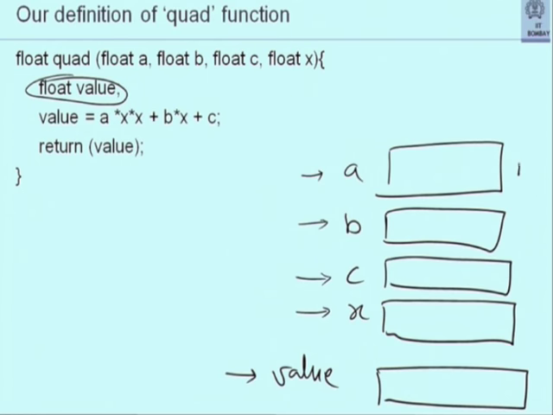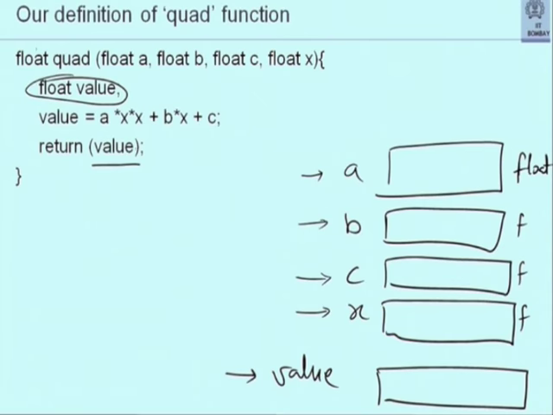The first one is of type float. The second one is also of type float. The third one is also of type float. The fourth one is also of type float. I could have parameters where the first one is integer, second is float, third is int, fourth is char. The function needs to know which are the placeholders it has to assign. These names A, B, C, X are actually irrelevant except that they are used here, the actual parameter.